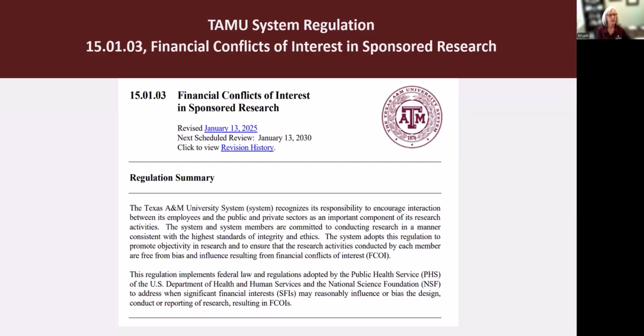This regulation defines the general procedures required for the TAMU system members to identify, manage, and report financial conflicts of interest in research. And the purpose of this regulation is to protect the credibility and integrity of system researchers and staff, as well as member universities and agencies themselves, so that the public trust and confidence in research activities is maintained. To that end, this regulation adopts standards for the disclosure of financial interests and the management and reporting of FCOIs beyond that which is required by the federal government.